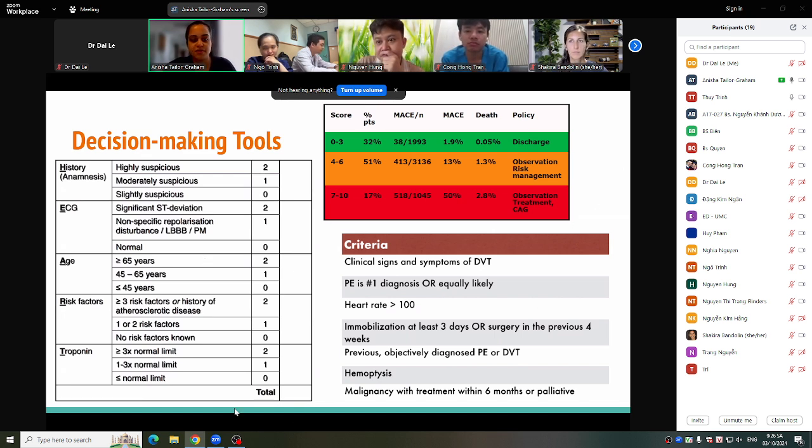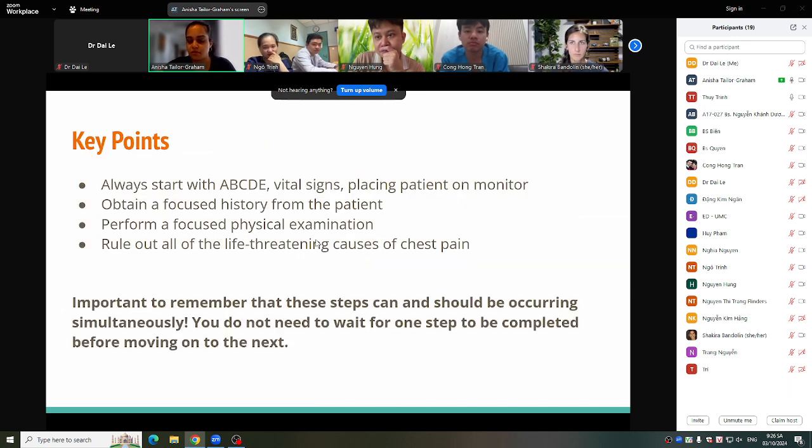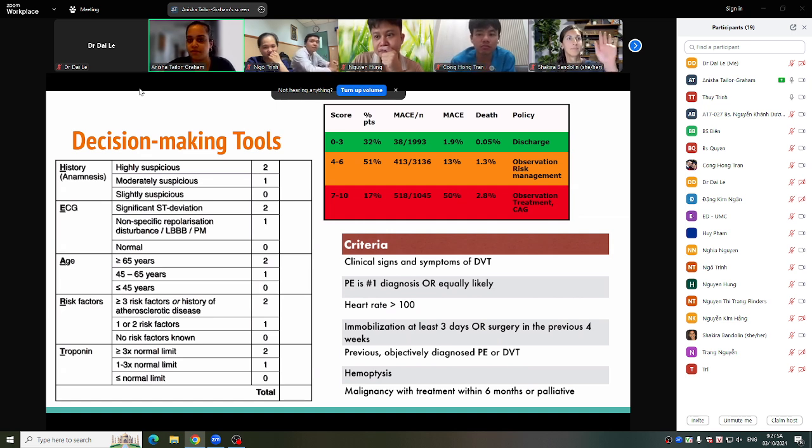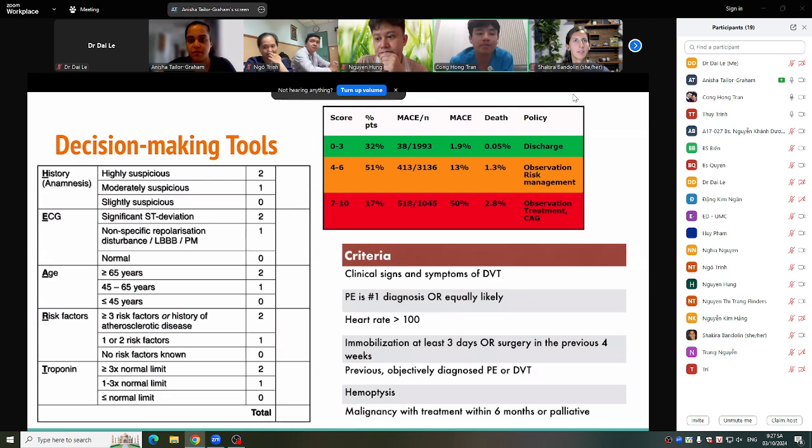Do any of you use the HEART score or PERC criteria in the emergency department when you're working and evaluating patients with chest pain? Yeah, actually in the past I have used it sometimes, but now it's a lot of patients, and actually when we do a small research. Perfect. So you're familiar with them then?